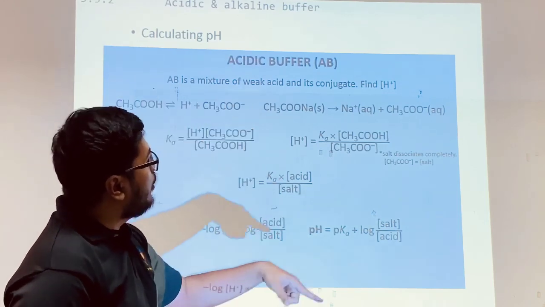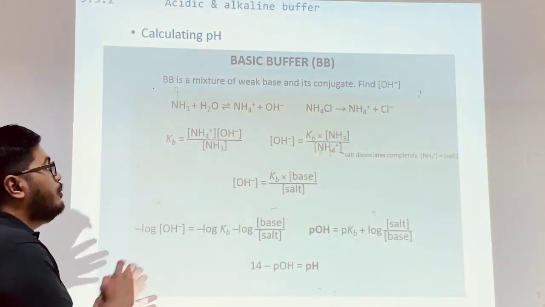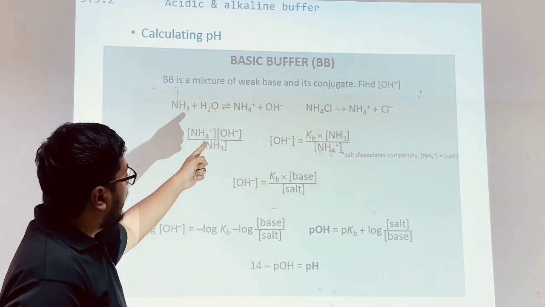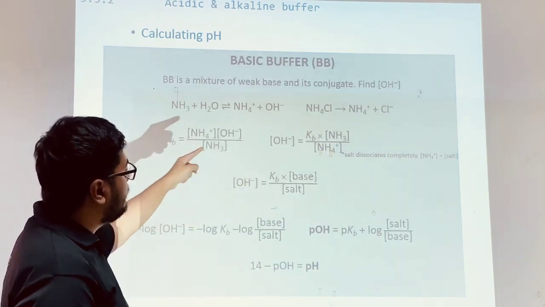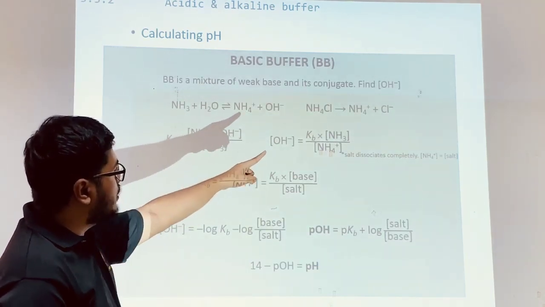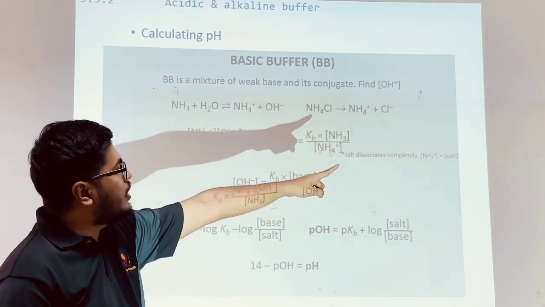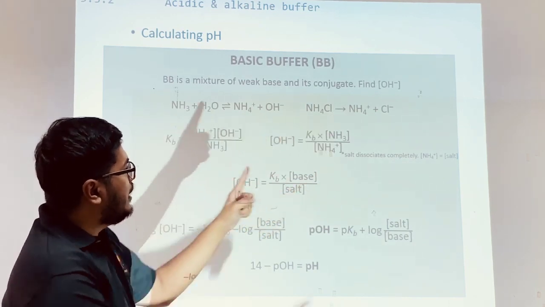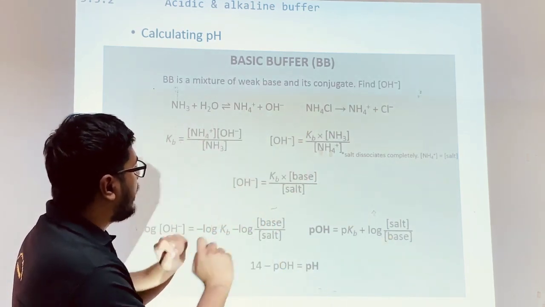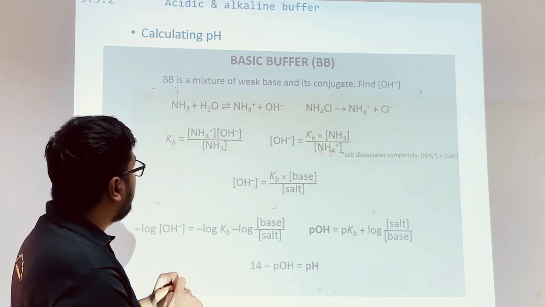So if we go into alkaline buffer, formulanya sama juga. Awak akan ada base. This is weak base ammonia dissociate in water to produce ammonium ion plus hydroxide ion. This is salt, ammonium chloride dissociate completely. So bila awak mix dua ini akan jadi buffer, basic buffer.